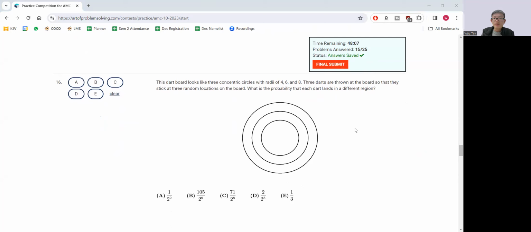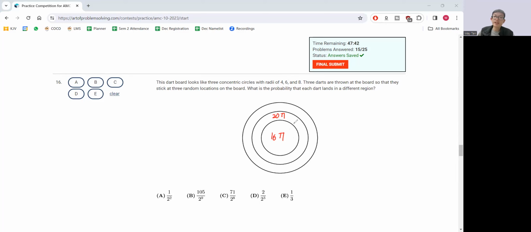Okay. Dartboard. 3 darts are thrown at the board so that they stick at 3 random locations on the board. What's the probability that each dart lands in a different region? I can just calculate the area of each region, right? Pi r squared, so 16 pi here. The big ring will be 36 pi minus 16 pi, which is 20 pi.